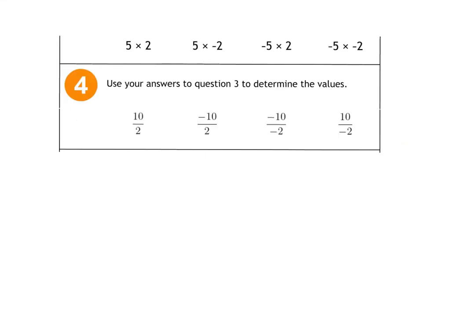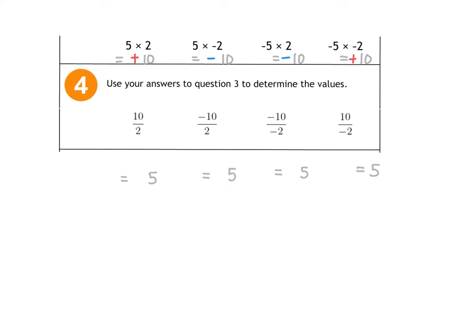In question number 3, we saw that all versions of 5 times 2 would give us 10, and we just had to figure out whether it would be a positive or a negative. Same is going to be true here in reverse for question 4. We're going to know that any 10 divided by 2 is going to give us a 5. We're just going to need to think about what type of 5, positive or negative, we're going to get.